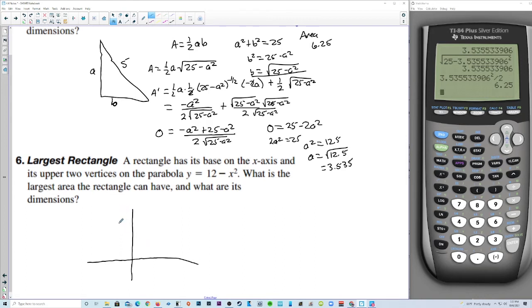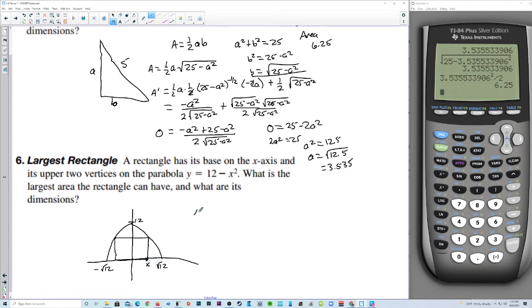And its upper two vertices on the parabola 12 minus x squared, so this is up here at 12, and then we're going to go down here and down here, which is negative square root of 12. This is the positive square root of 12. What is the largest area the rectangle can have? So here's the rectangle right here, and that should be perfectly symmetric. So let's pick an arbitrary x value, and that's kind of what we're looking for. We don't know what it is right now.